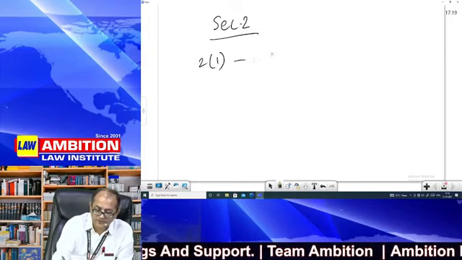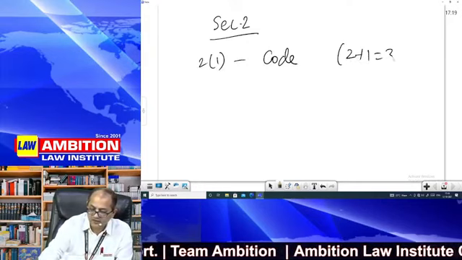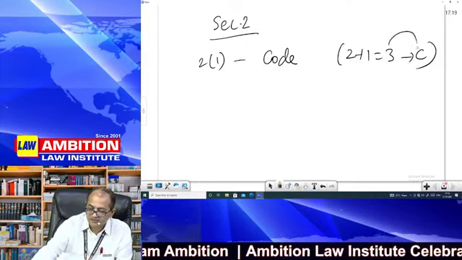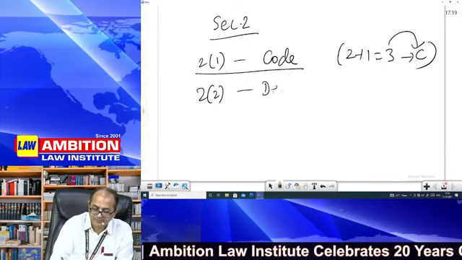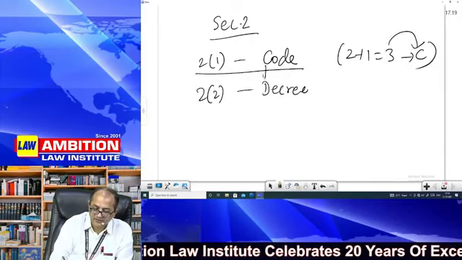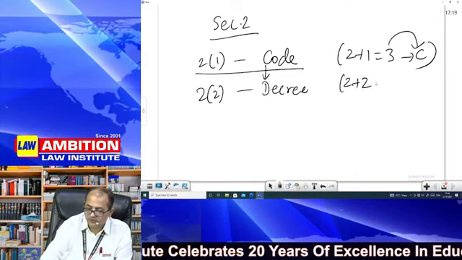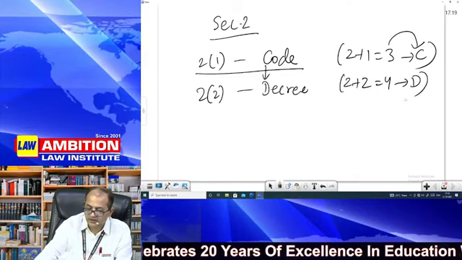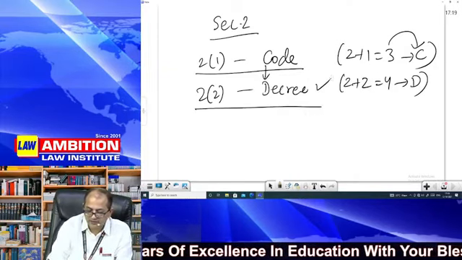Now 2-1, this is code, it starts with C. So 2 plus 1, it is 3. C, third alphabet, 2-1 code. 2-2, decree. After C, this is written in alphabetical or dictionary order. 2 plus 2 equal to 4. D for decree. You can never forget this, that 2-2 is defining decree, and this will be an important question in your preliminary.